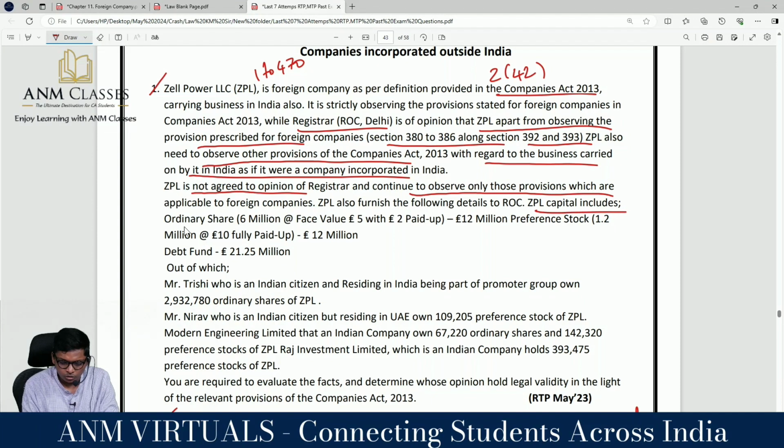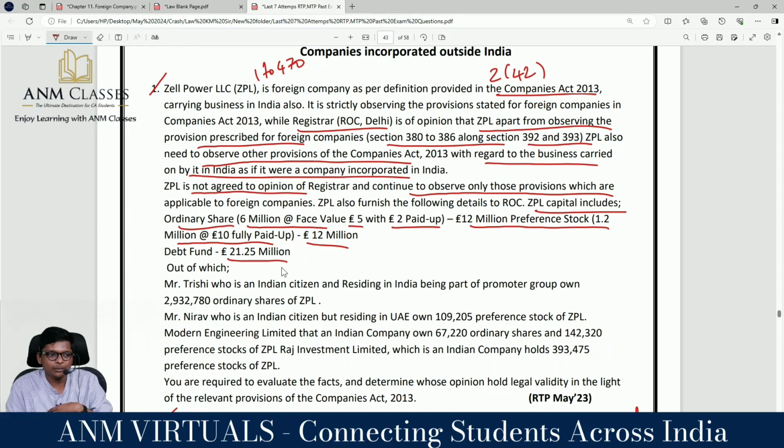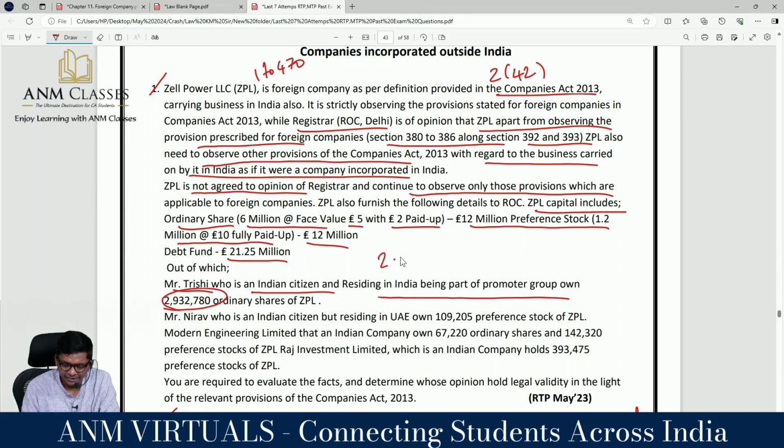Look at this. ZPL capital includes ordinary shares, 6 million at face value 5 pounds with 2 paid up, and 12 million preference stock of 10 fully paid up. Debt fund is 21.25 million. Do I care about debt fund? No. Mrs. Trishi, who is an Indian citizen residing in India, being part of the promoter group, owns how many?